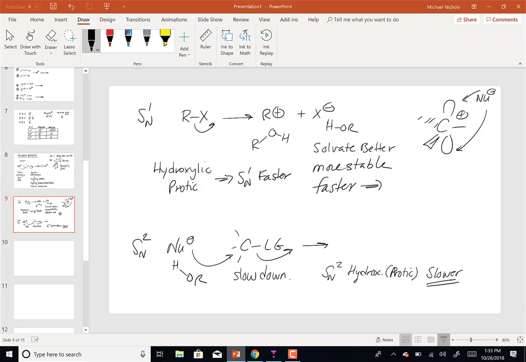Can you explain one more time why it goes slower in SN2? Because the solvent is solvating the nucleophile, so if you imagine we've got all these solvent molecules around it, first of all, it's got to drag all that solvent with it, but that's not a big deal. But when it comes time for it to form the bond with the carbon, it's got to shed the solvent in order to react.